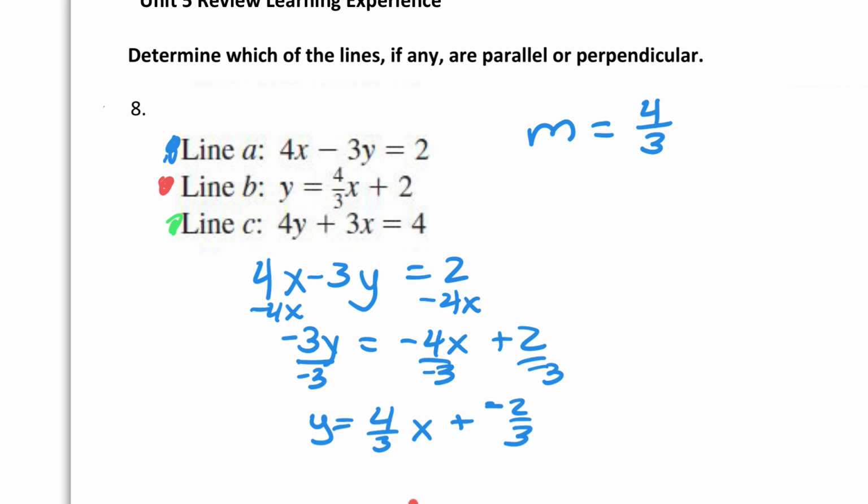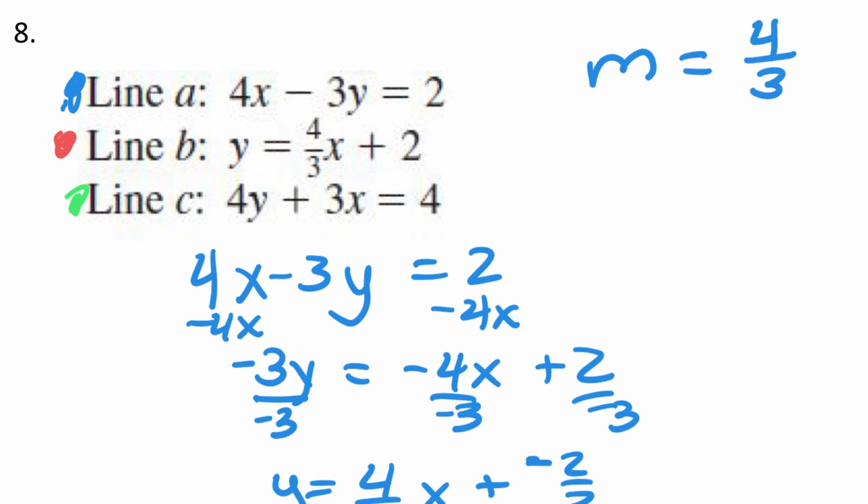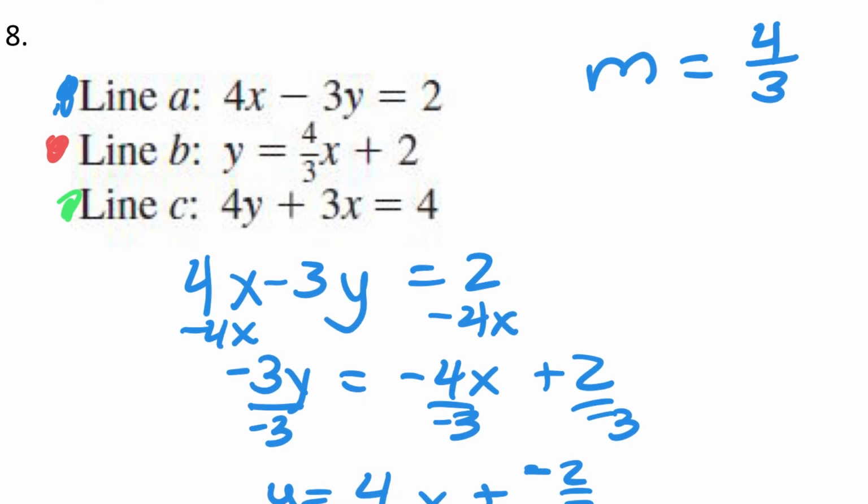Now, my red line, they already give you the slope of the red line. Because it's already in slope-intercept form, my slope of my red line is 4 over 3.